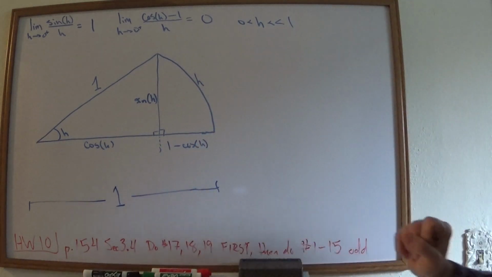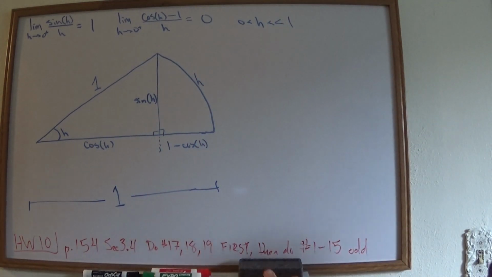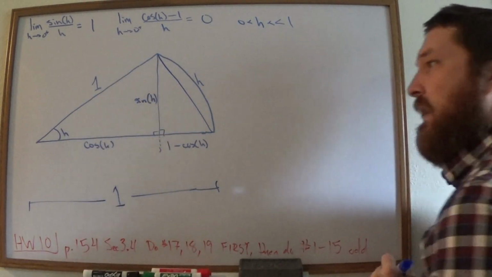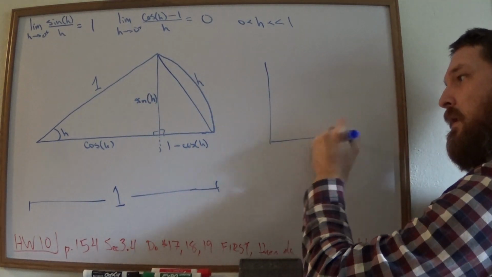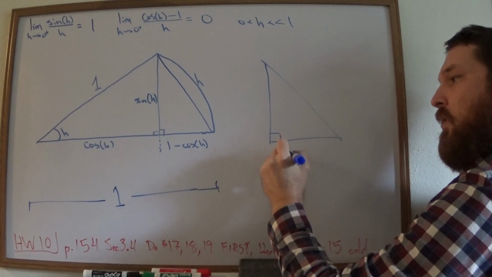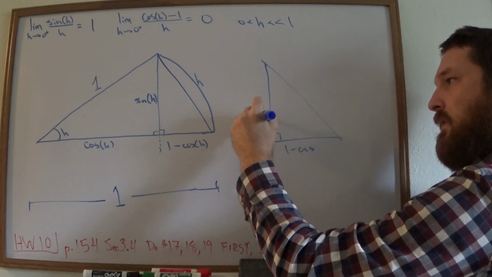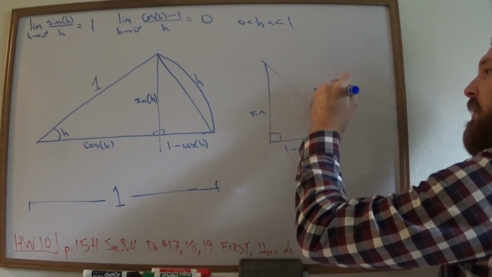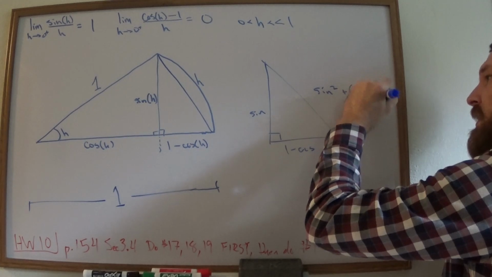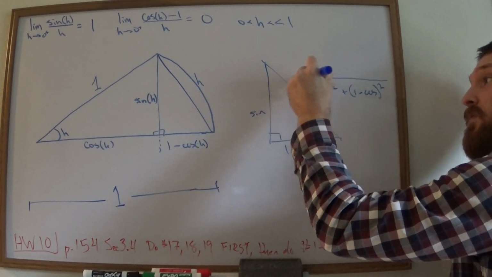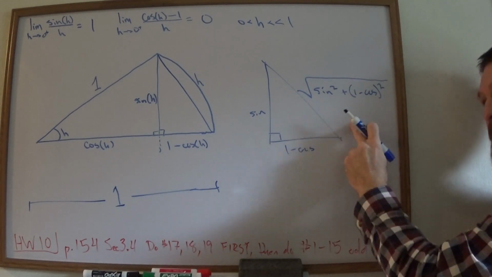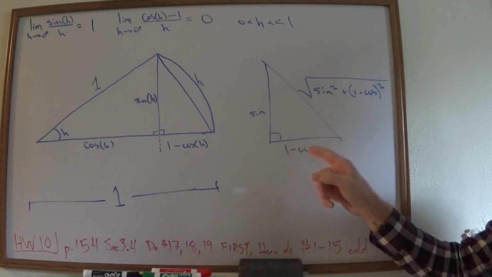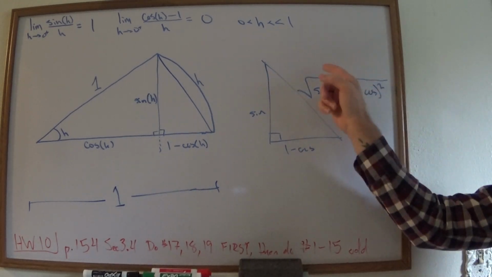Now, here's another thing we could get. We want 2 more lengths here. One of the lengths that we want is from here to here, and if you notice, that is the hypotenuse of a right triangle. One leg is 1 minus cosine, the other one is sine. So how do we find that length? Sine squared plus 1 minus cosine squared, and we take the square root. That's just the Pythagorean theorem: that squared plus that squared equals that squared, so its actual length is the square root.